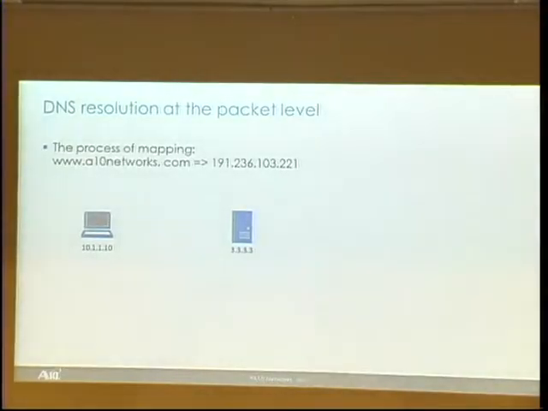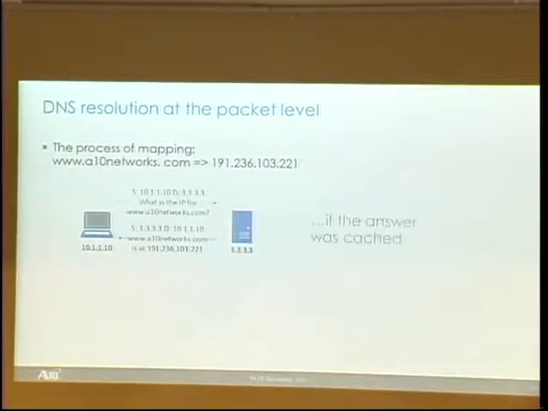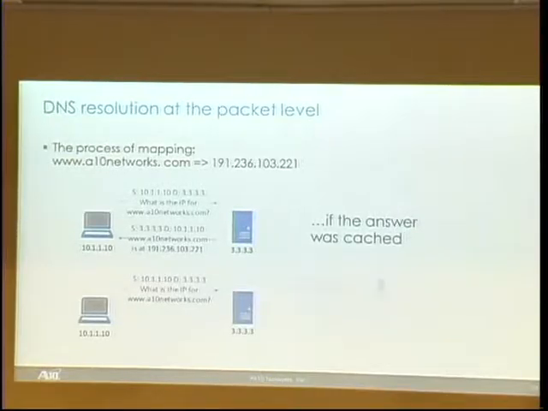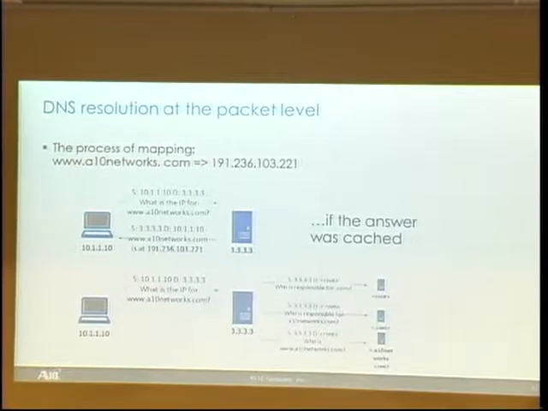So looking at DNS at packet level, the same thing, but now looking at how the packets would look. If the answer is cached, it immediately responds. Now, if the answer is not cached, the recursive resolver sends one query to the root, one query to the com, one query to the A10 DNS servers, and then the result will go back. And actually, in effect, it sends two or three for redundancy, but logically, that's what happens.